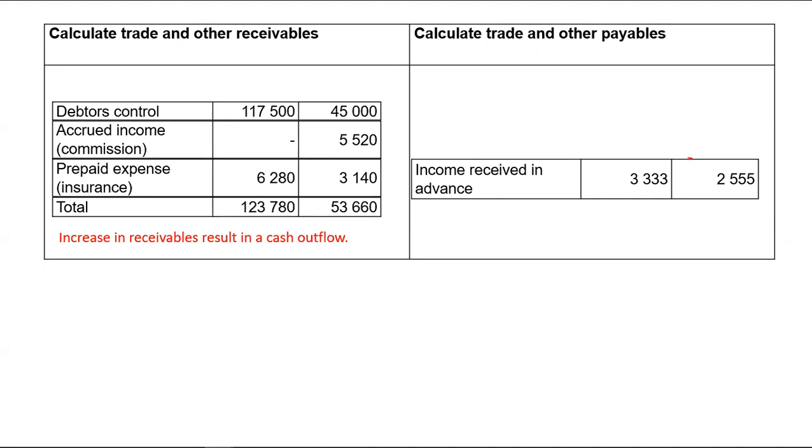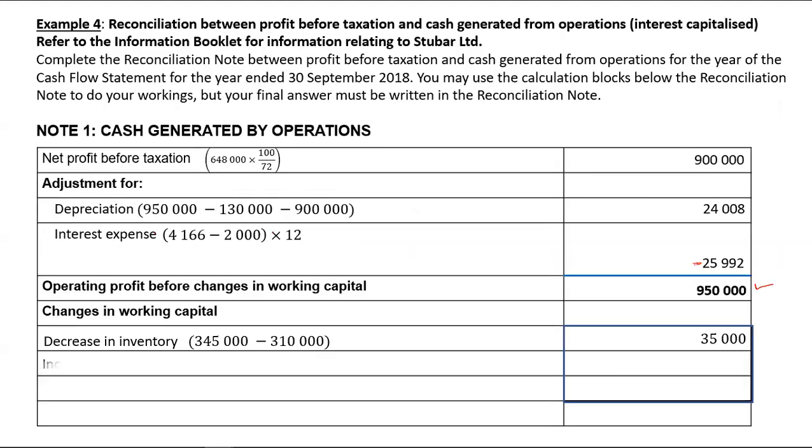So how do we record it? You're going to have increase in trade and other receivables. In brackets, you'll have that 123,780, you minus 53,660. It'll give us our cash outflow of 70,120. Good. Our next item now will be trade and other payables.